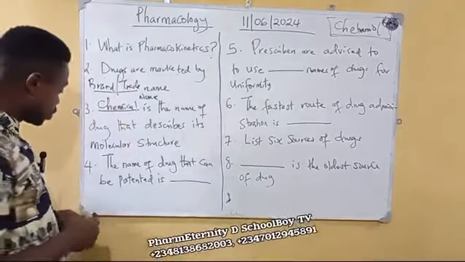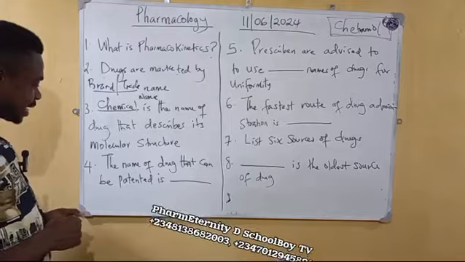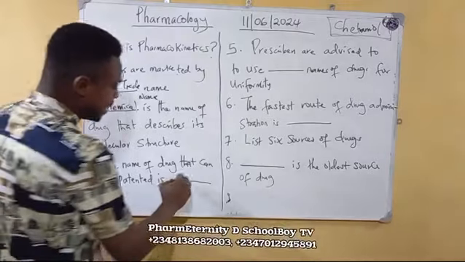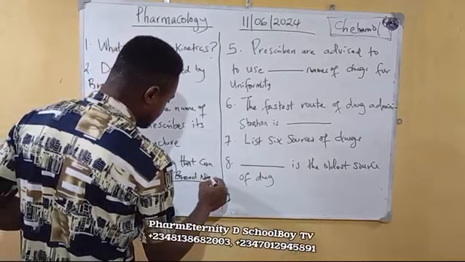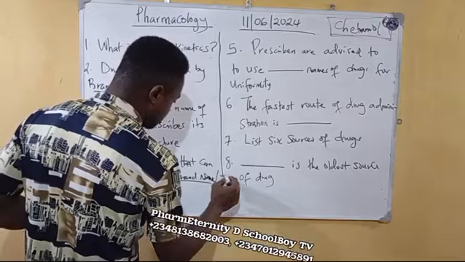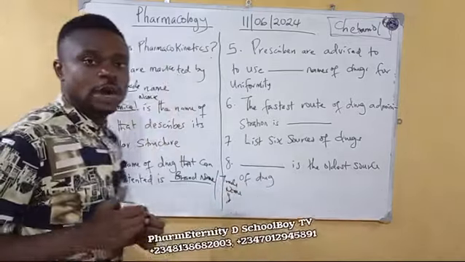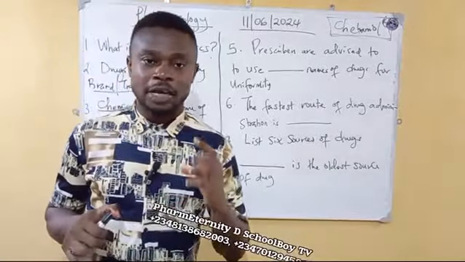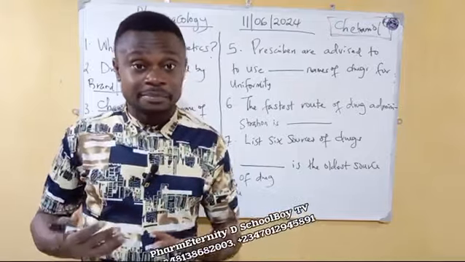All right, let's go over to question number 4. Number 4 says the name of drugs that can be patented is dash. This is still brand name or trade name. Actually, what happens there is this. When a company discovers a particular molecule or drug, the company will give it a name, a brand name.